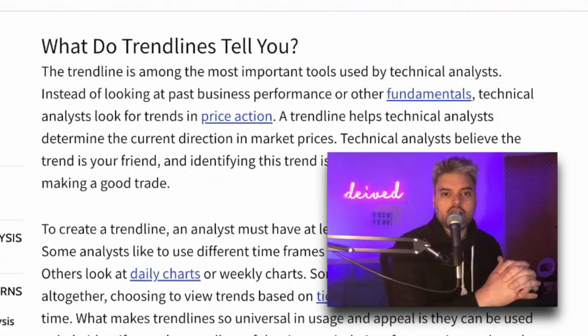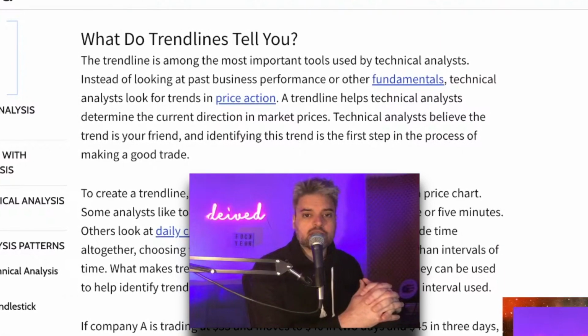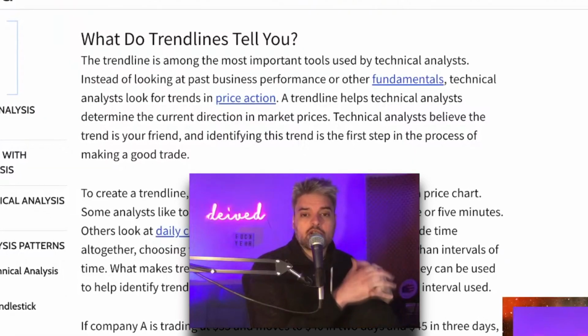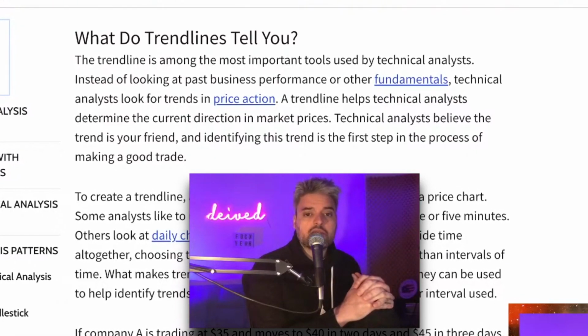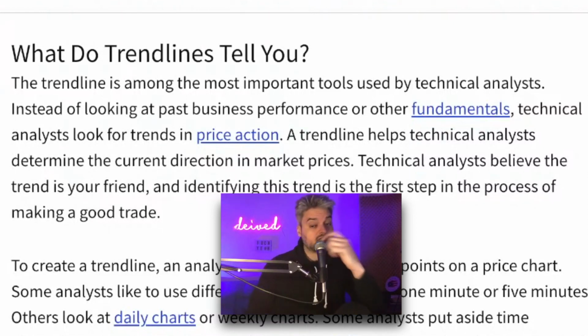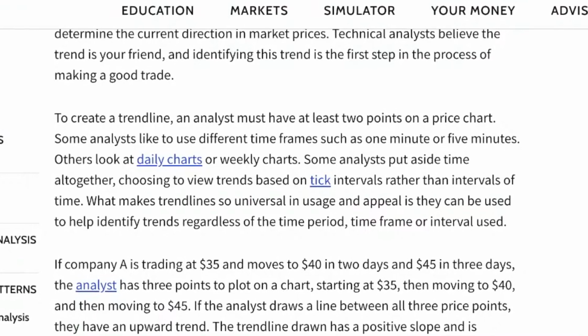The trend line is among the most important tools used by technical analysts. Instead of looking at past business performance or other fundamentals, technical analysts look for trends in price action. A trend line helps technical analysts determine the current direction in market prices. Technical analysts believe the trend is your friend, and identifying this trend is the first step in the process of making a good trade.